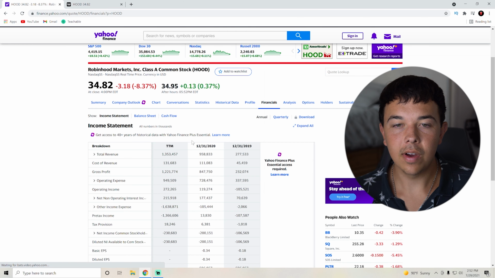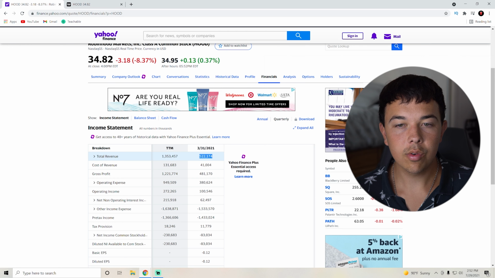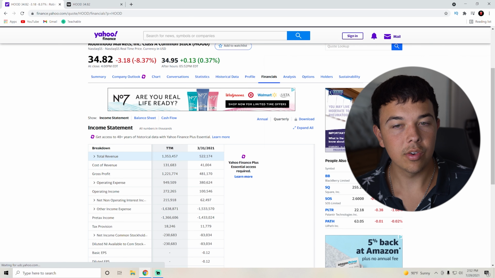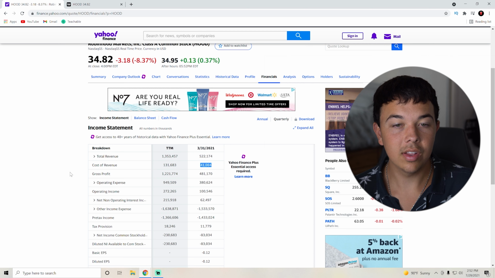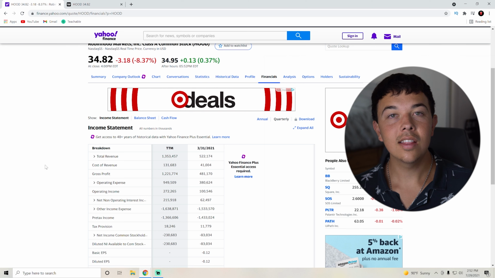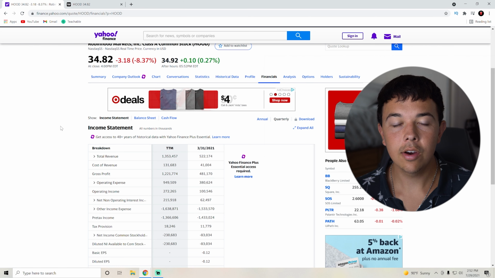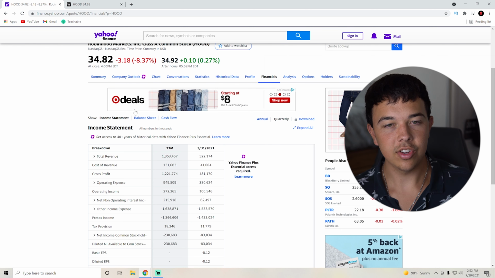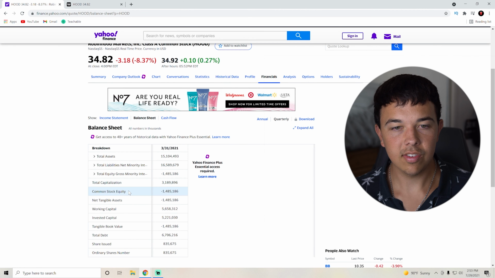If we come over here to financials, you can see on their income statement that in the first quarter of 2021, they did $522 million. Cost of revenue is only $41 million, so that is very good. Gross profit is $481 million. Obviously, they have to pay a lot of people, so they might not be profitable right now, but they were actually profitable last year.